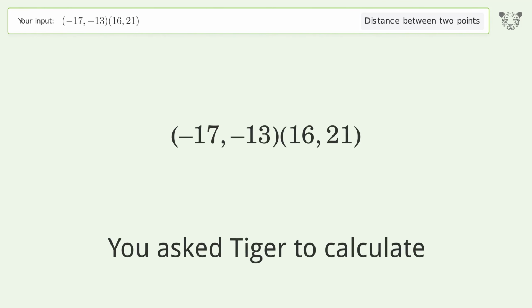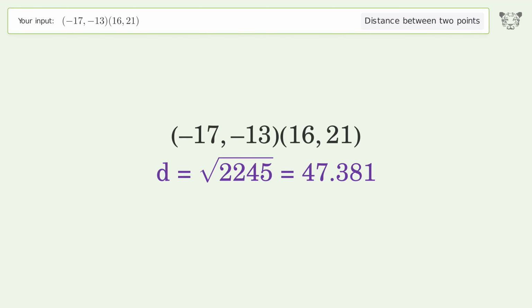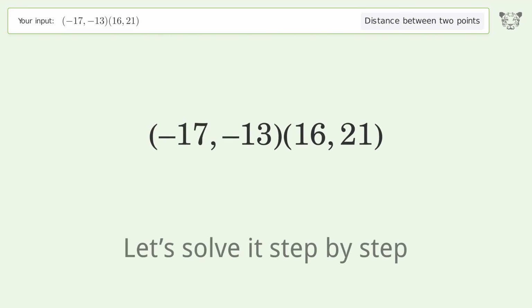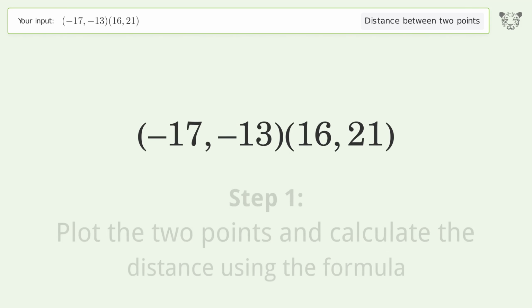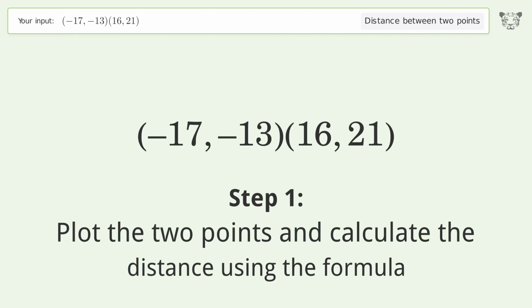You ask Tiger to calculate. This deals with the distance between 2 points. The distance between the 2 points is the square root of 2,245, or 47.381. Let's solve it step by step. Plot the 2 points and calculate the distance using the formula.